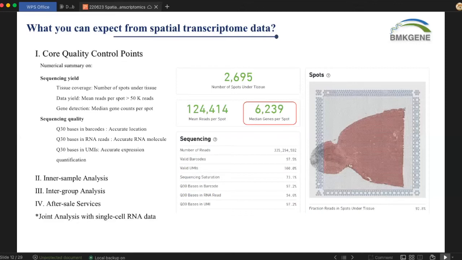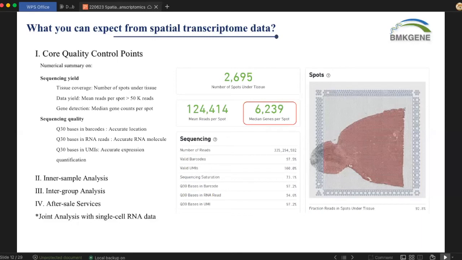Besides the single base accuracy, we are also looking at the median genes per spot, which means how many genes we can recover from our data on each single spot. Normally, thinking of different tissue types and different species, we are looking for an average of 1,000 to 5,000 genes per spot. So the result I showed here is pretty good, I would say.